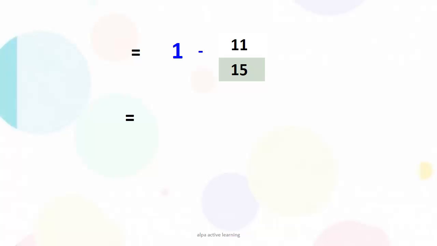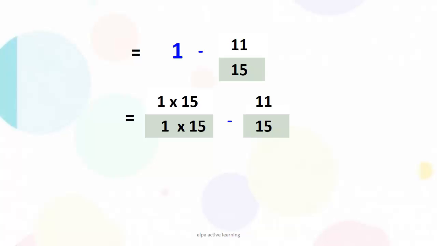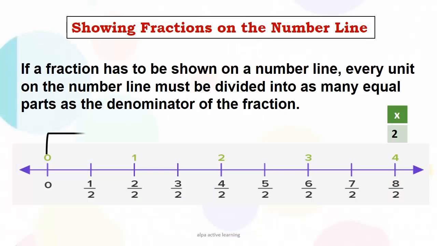So again the denominators are not equal. So what we will do? Here again cross multiply. So 1 into 15 upon 1 into 15 minus 11 upon 15 as it is. So this will be 15 minus 11 upon 15, that is 4 upon 15. So this much part have brinjals, right?